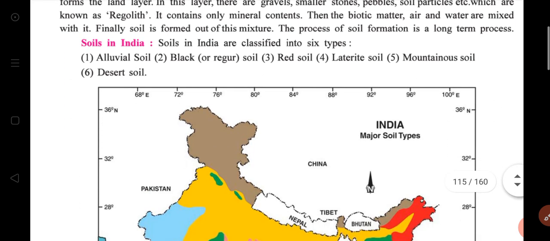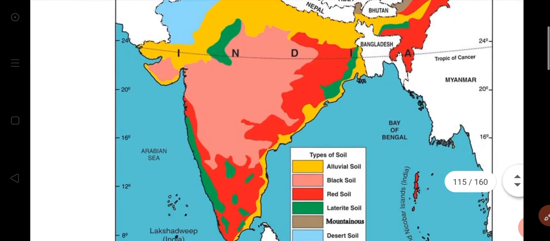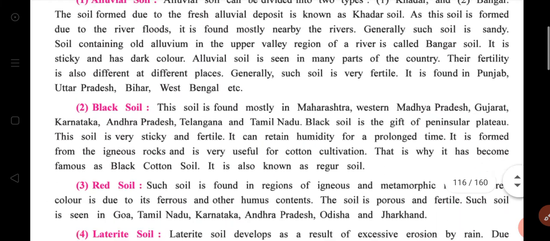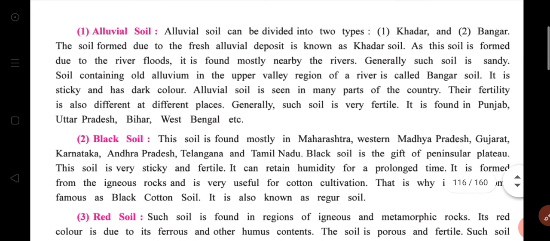Then the six types of soil: alluvial, black, red, laterite, mountainous, and desert. In alluvial soil, there are two types: khadar and bangar. Soil formed due to fresh alluvial deposits is khadar, and soil formed due to old alluvial deposits is bangar.